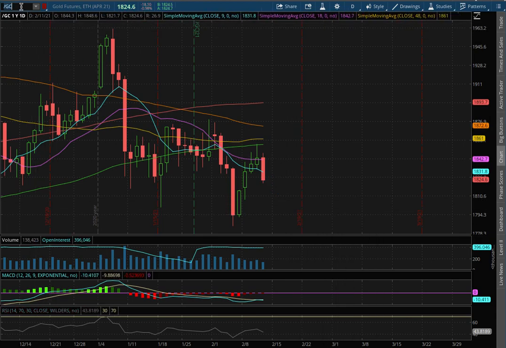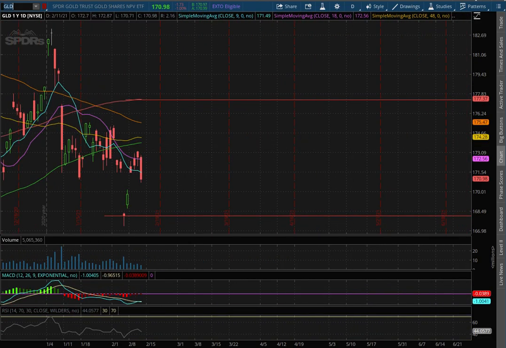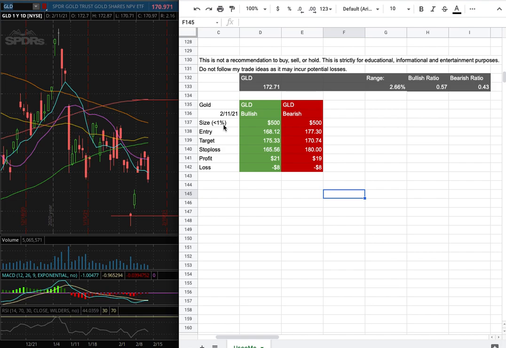As for the trade idea, I'll be trading GLD, and my position size for it is less than 1% of my portfolio. My long entry is at $168.12, and that is this range there. My sell target is at $175.33.